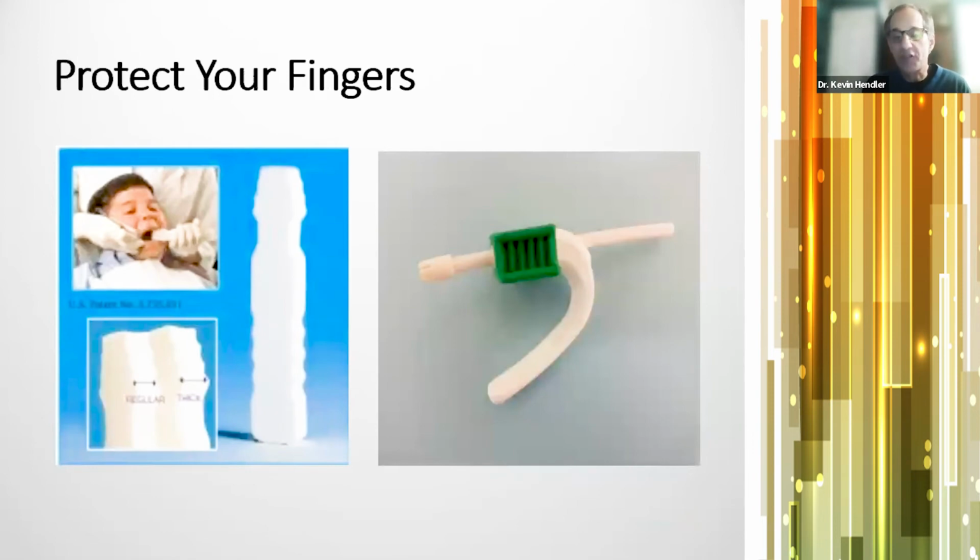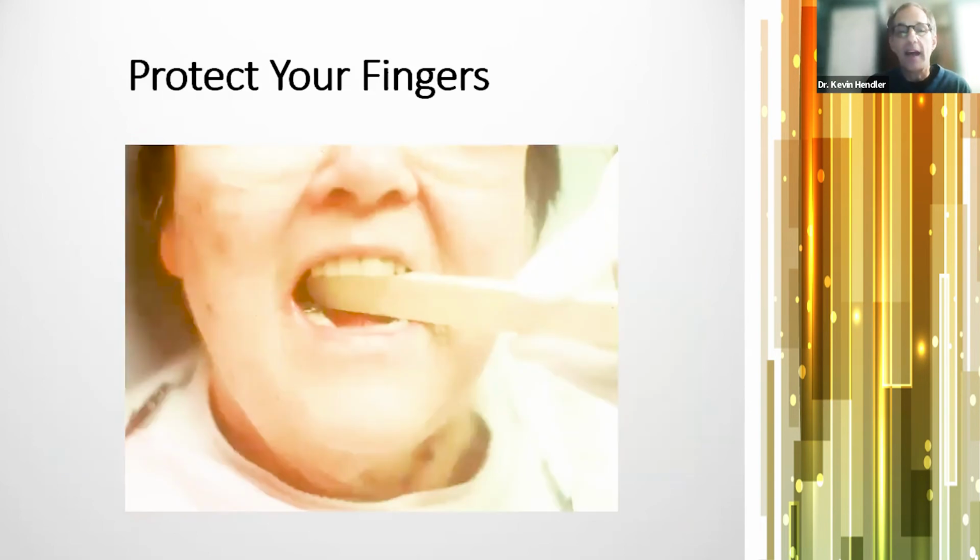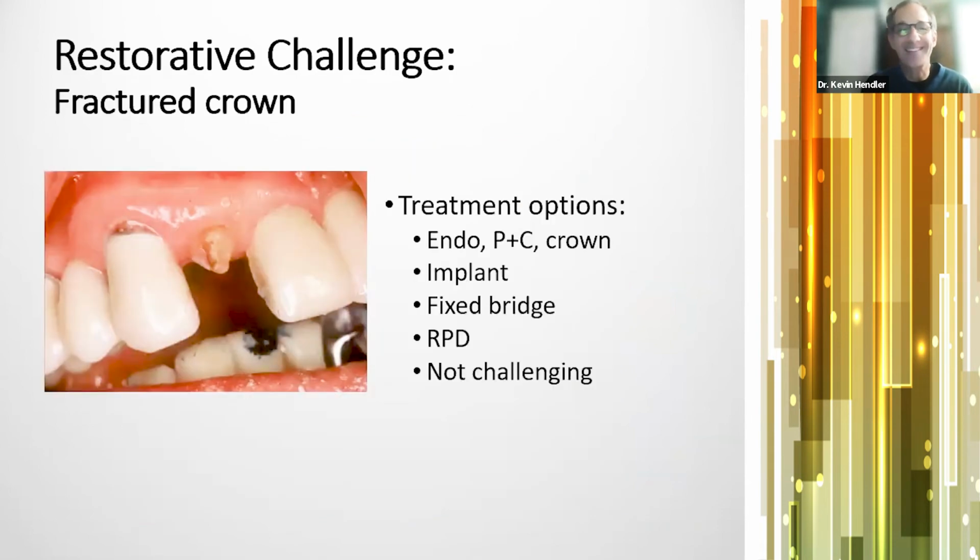You want to protect your fingers. There are different ways to do that. There are products you can buy. And then what we do is we just take a bunch of tongue blades and wrap them up. And I do pride myself that I still have all 10 of my fingers after over 30 years of practicing. So that's good.